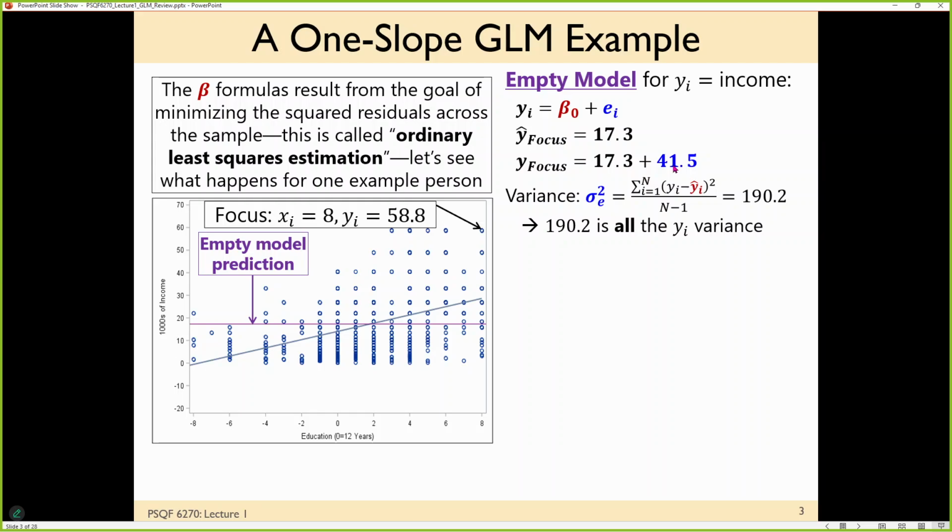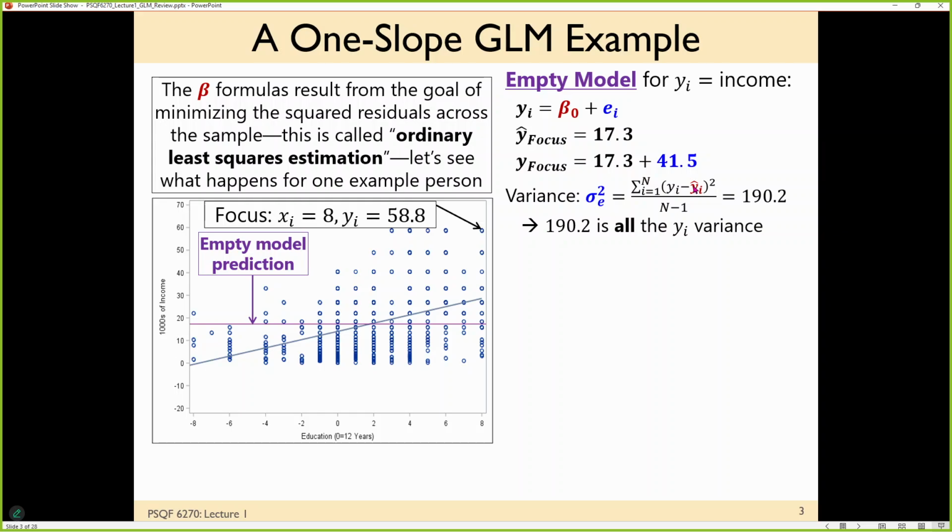So each prediction is going to be wrong to some extent, unless you are literally at 17.3. So inside this parenthesis, what I have is your actual outcome, y sub i, minus y hat, which is the one that's predicted by the model. Right now, the model is just beta 0. So then we square those. Why do we do that?